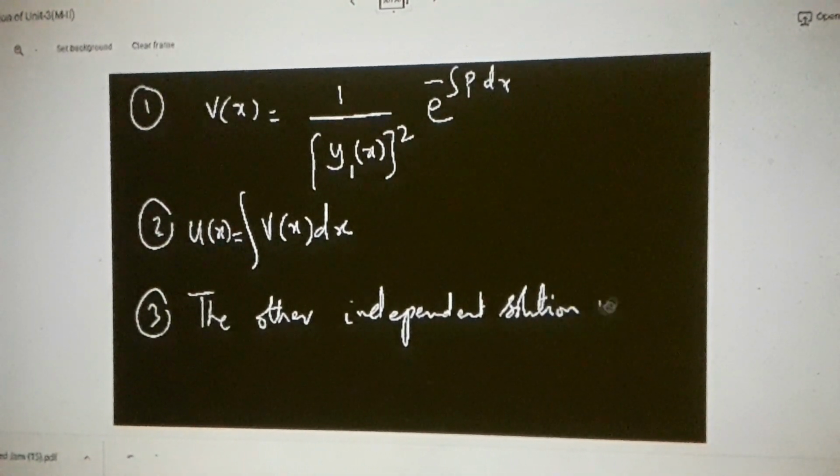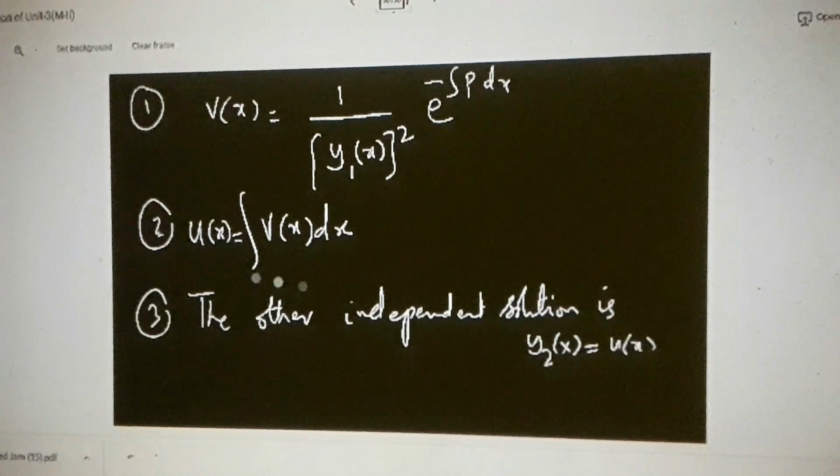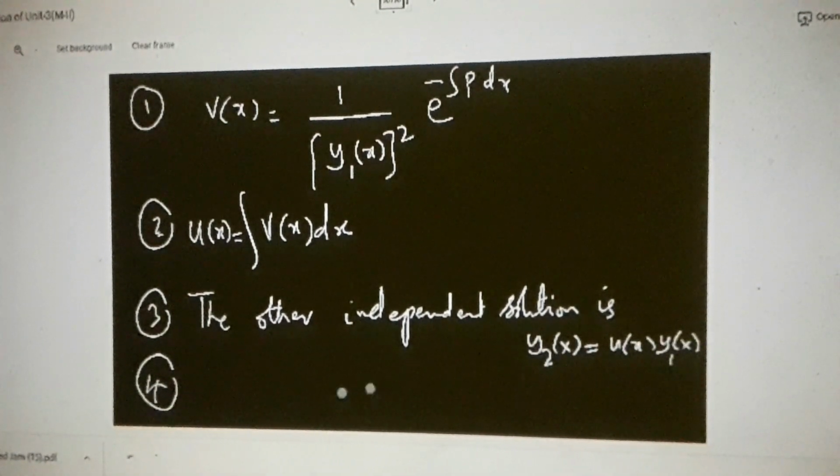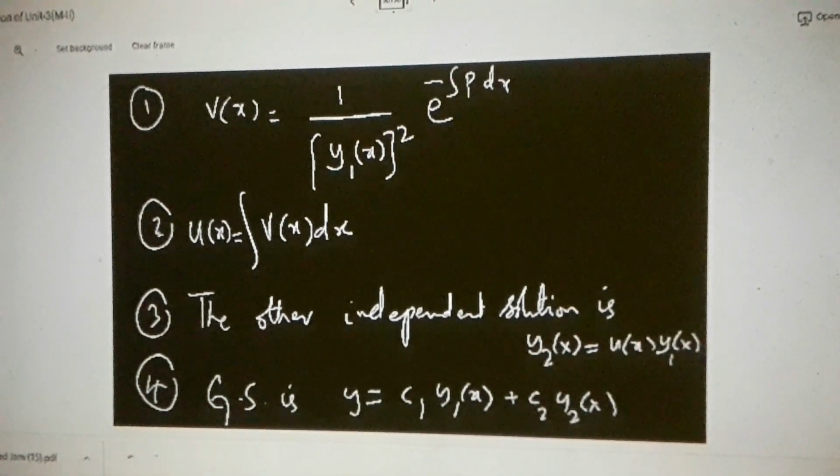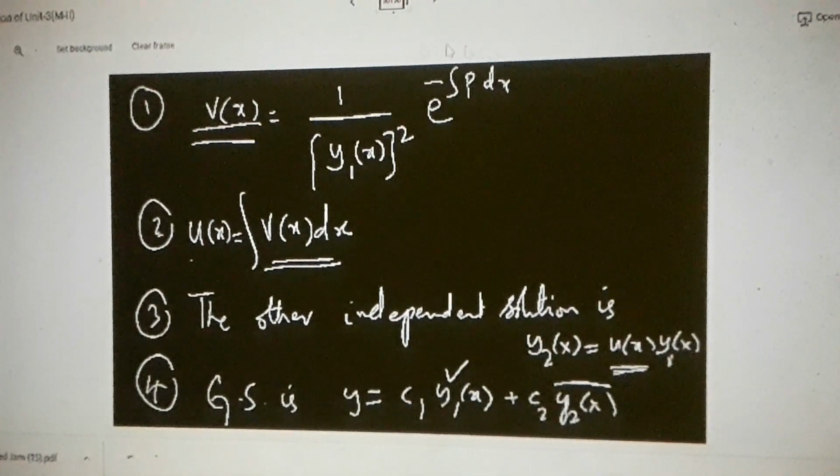So the solution y2 of x is equal to this calculated u of x from the second step multiplied with the first solution. One solution y1 of x, you will get y2. Once we are ready with y1 and y2, then general solution is y is equal to c1 into y1 of x plus c2 into y2 of x. You don't have any yp here because the right hand side is equal to 0, homogeneous function, keep in mind. So once this is given to us, we will calculate this y2 by multiplying this y1 to u, where u is coming from integrating v, where v is first calculated by using this one.